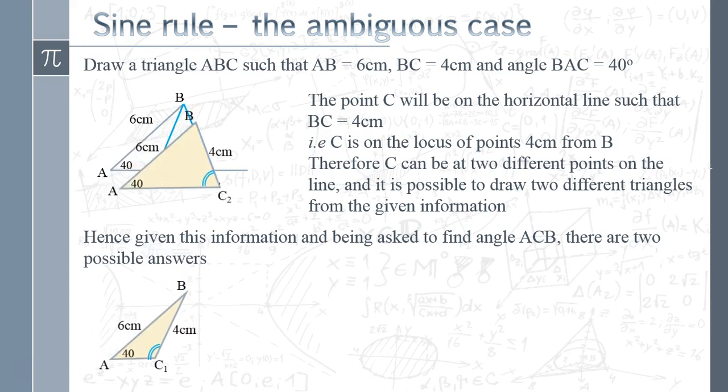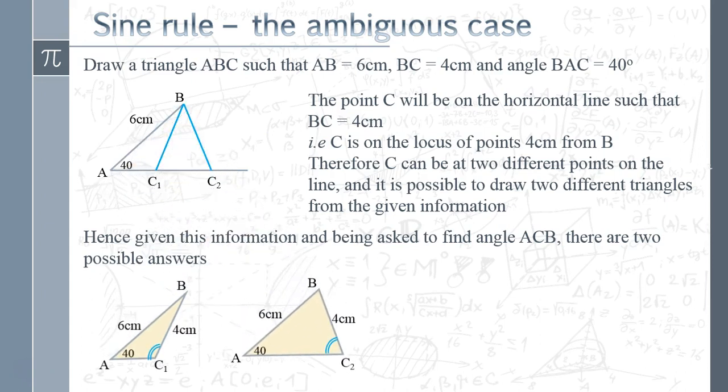There's the first one with C1 being our obtuse angle, and there's the second one with C2 being the acute angle. Those 2 triangles, although they look completely different, are both drawn with the information given in the top line here. They've both got exactly that information in them, but it's enabling me to draw 2 different triangles. So what we're going to do now is find the size of the angle. Let's have a go.